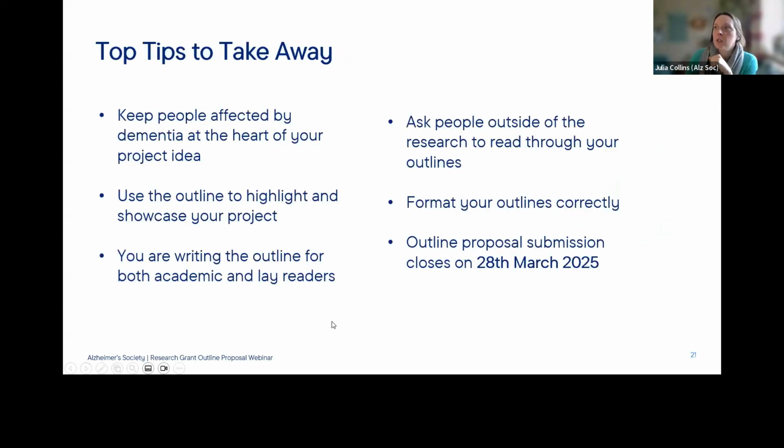Okay, and top tips to take away from today, hopefully. This has come across already. Keep people affected by dementia at the heart of your project idea. It's what we're looking for as a charity. It's what we want to see in the research that we fund. Obviously, how you do that is very different depending on the area that you're working in, but make it clear that you've really thought about and valued people who are living with dementia within your research idea.